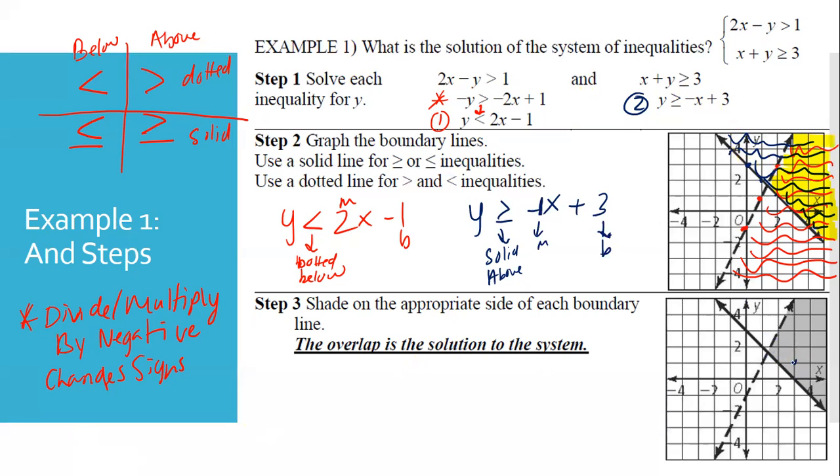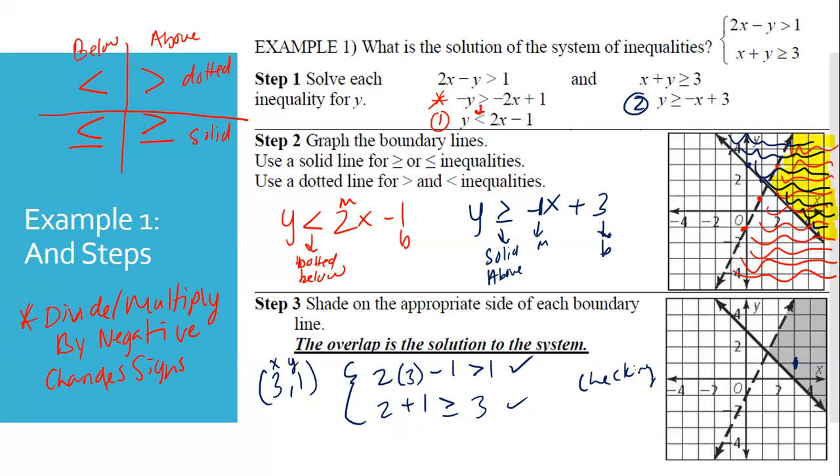So for example, if I choose 3, 1 right here, is that in my shaded region? So I'm going to use 3, 1, which means that x is 3 and y is 1. So if I put this into the system, the original system gives me 2 times 3 minus 1 is greater than 1. And then 3 plus 1 is greater than or equal to 3. So notice where x was, I plugged in 3, where y was, I plugged in 1. 6 minus 1, is that greater than 1? Yes. Is 3 plus 1 greater than or equal to 3? Yes. So that lets me know that the shaded region is my solution. Okay. This is just for checking yourself if you are not confident that your area is correct.